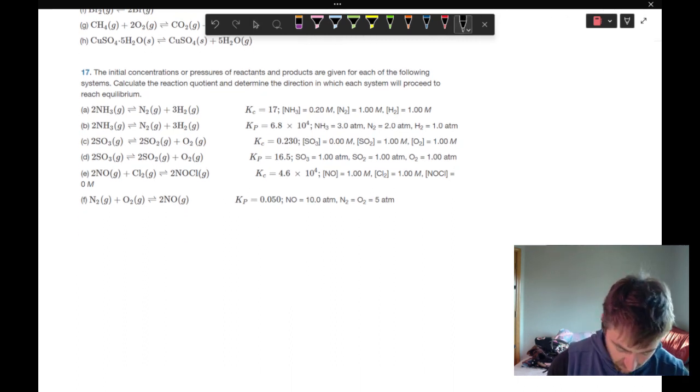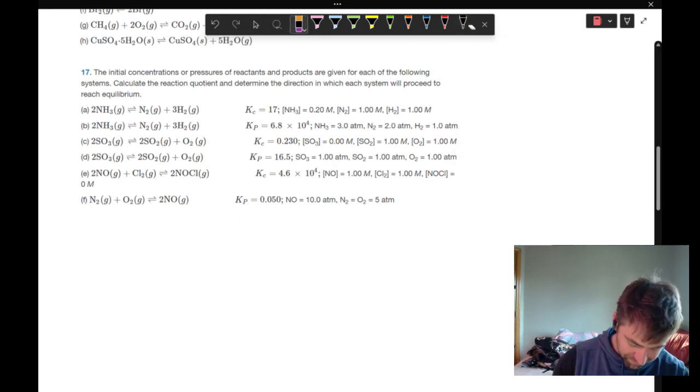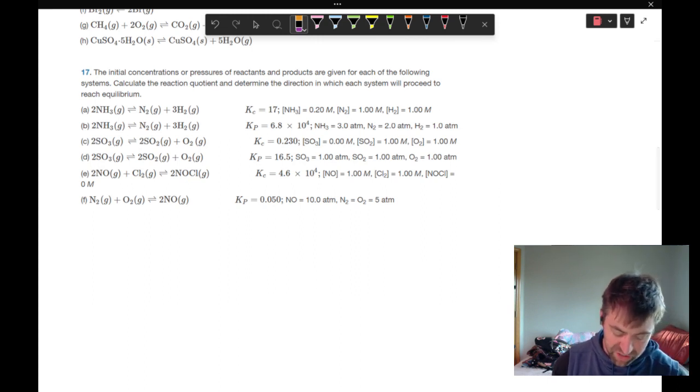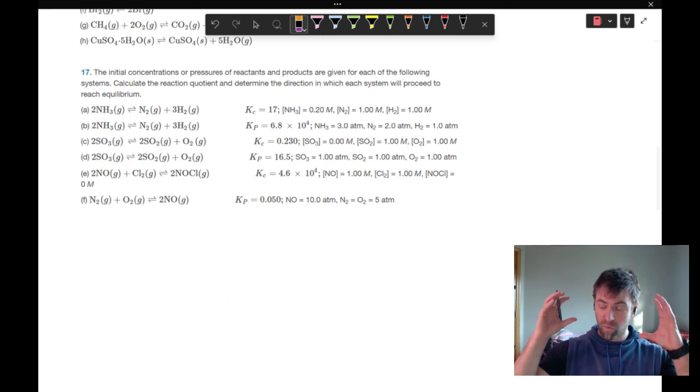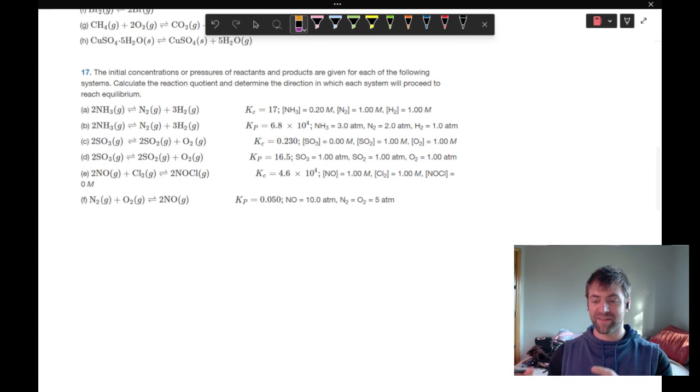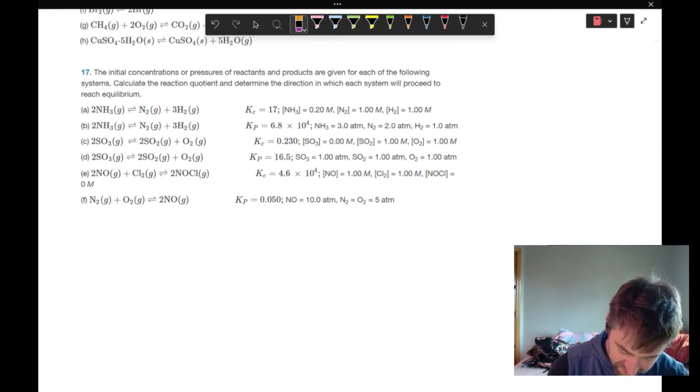So 17, we're going to do a little bit more of this from a slightly different angle. The initial concentrations or pressures of reactants and products are given for each of the following systems. Calculate the reaction quotient and determine the direction in which each system will proceed to reach equilibrium. So we're not just interested in what the reaction quotient is, we're interested in which way it will go based on that value with respect to its equilibrium constant. So Kc here is 17. That's an important value to keep in mind.